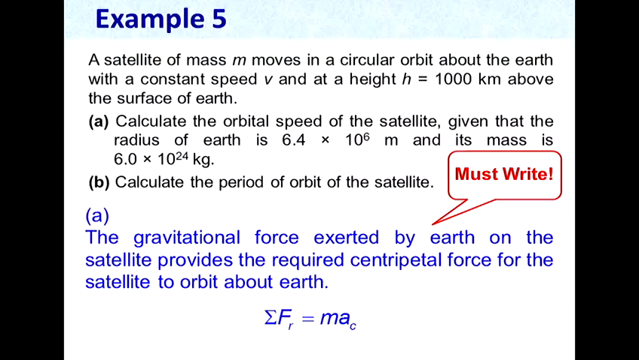Then you follow up with Newton's second law. Summation of forces in the radial direction equals to mass times the centripetal acceleration. If you don't want to write mac, you can straight away write mv squared over r. Here we want the speed, so I use mv squared over r. I know the radius of orbit. I will not use mr omega squared because I'm not interested in the angular velocity. Okay, then I'm ready to sub in values.